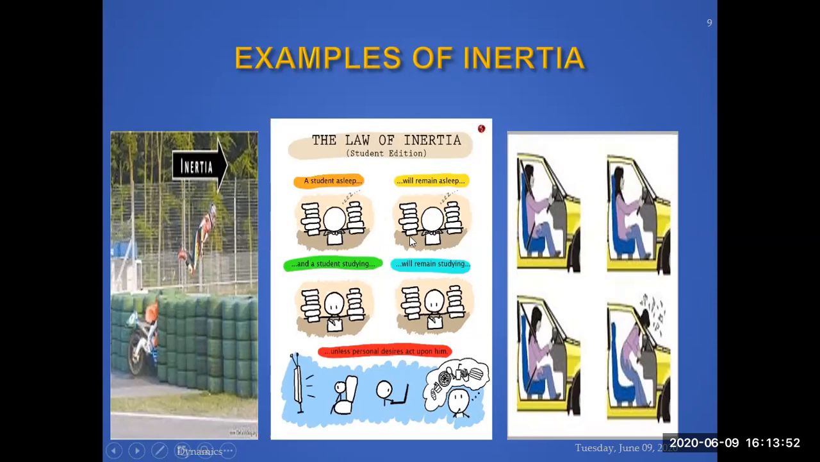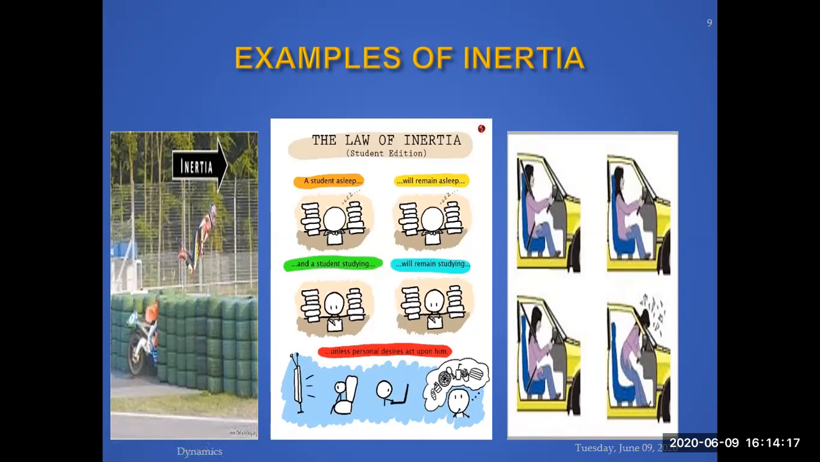A student asleep will remain asleep. So these are some of the cartoon shapes to define the nature of inertia. Look, this is another example. A driver is driving a car. Sudden brakes are applied. Due to inertia, the car or any other type of vehicle, like a rickshaw, stops, but his head moves towards the windscreen.